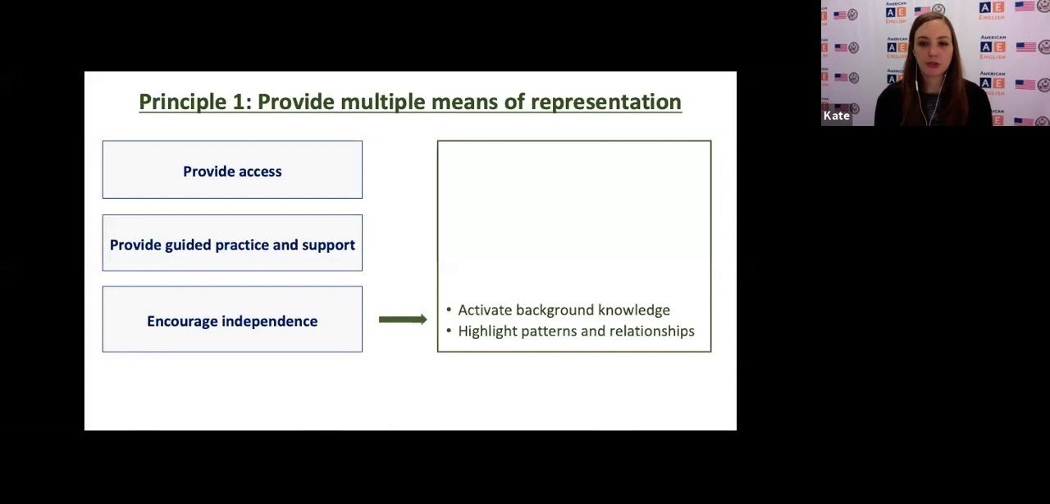Yeah, so in this case, we want to show students the patterns and relationships. That might work for some students, it might not work as well for others. We also want to make sure that we're activating their background knowledge. So we want to be able to share, okay, how does this connect to something that you've already learned? And then what sort of patterns do you see in the different activities that we've been doing in the classroom?